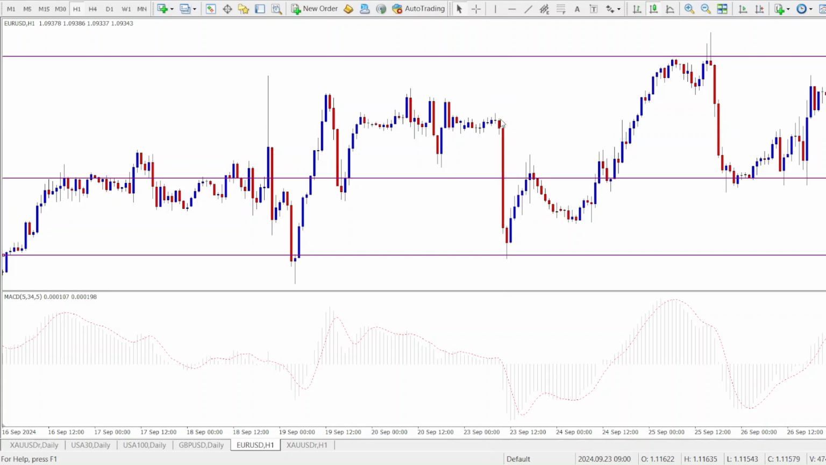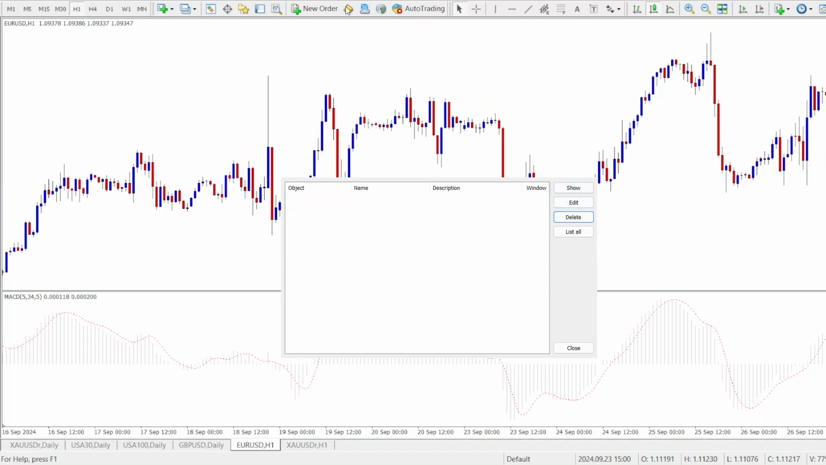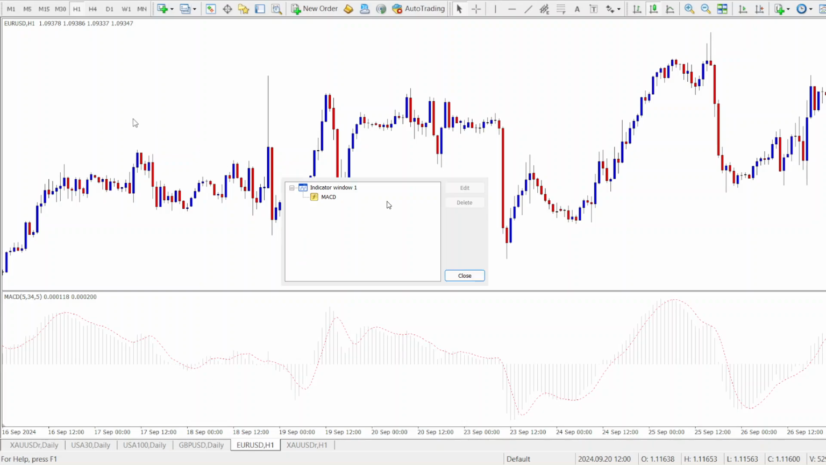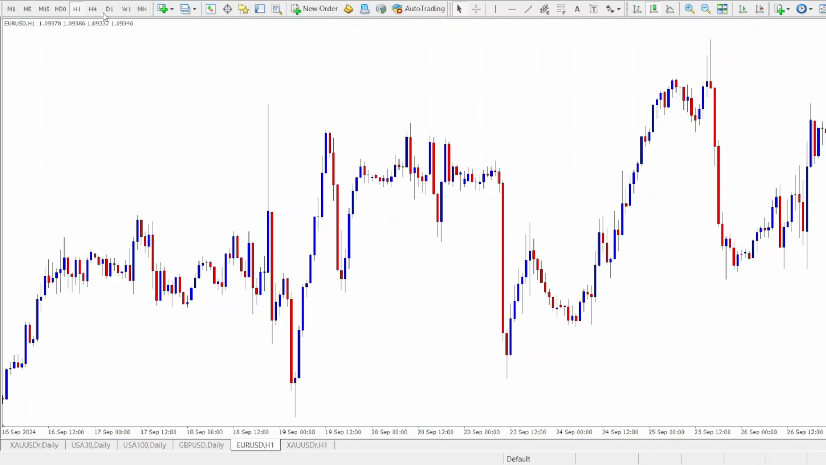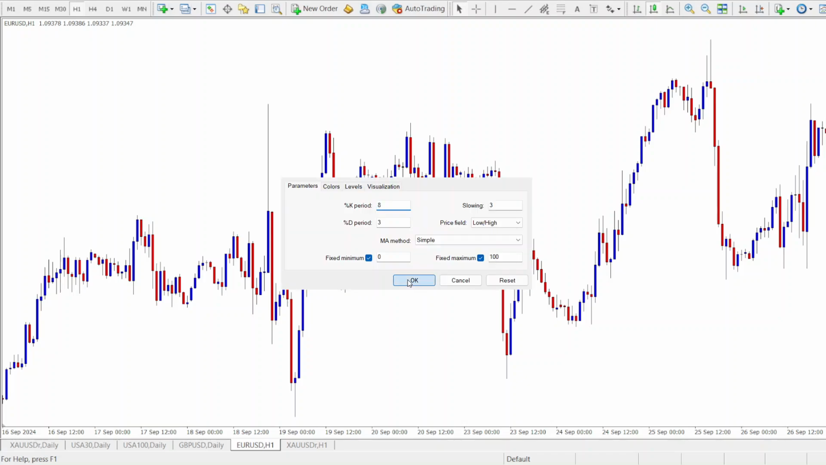Okay, so that is it for the MACD, right? Let us look at the next momentum indicator that we have on our list, which is the stochastic oscillator. Let's just add it to our chart.